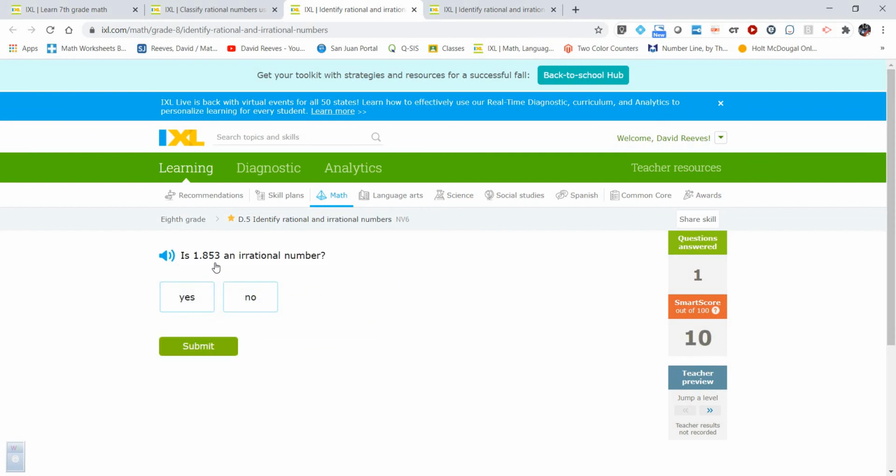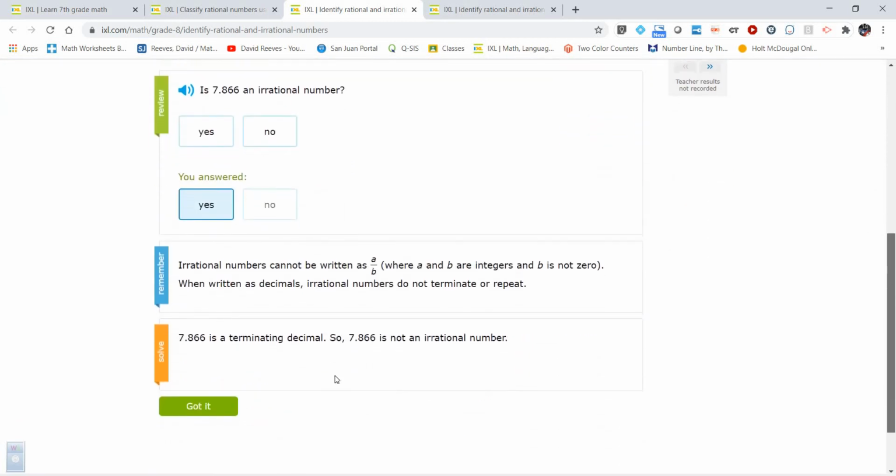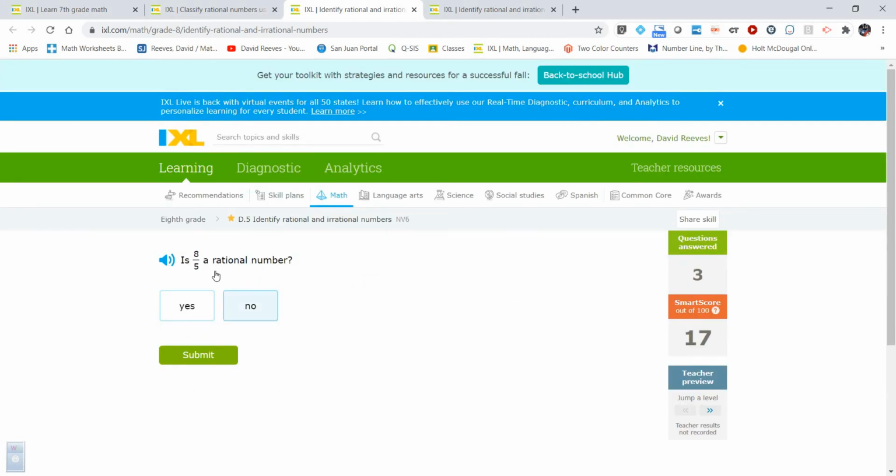All right? 1.853, it's a decimal, but it ends. So is it irrational? No, it's rational. All right? 7.866, again, once that decimal ends, it is rational, okay? It's not irrational. Wait, what did I say? Oh, I should have said no. I don't know why I said yes. Sorry, guys. All right, is 8/5 rational? Yes, it's a fraction. Therefore, it is rational.